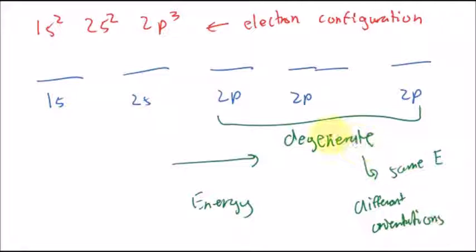So you can think of it as the orbitals in any sublevel are degenerate. Again, the orbitals in any sublevel are degenerate. So that means we can't start putting our electrons in the 2p. We have to start at the very beginning.